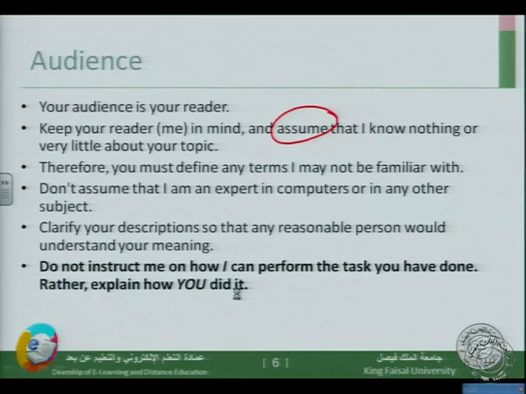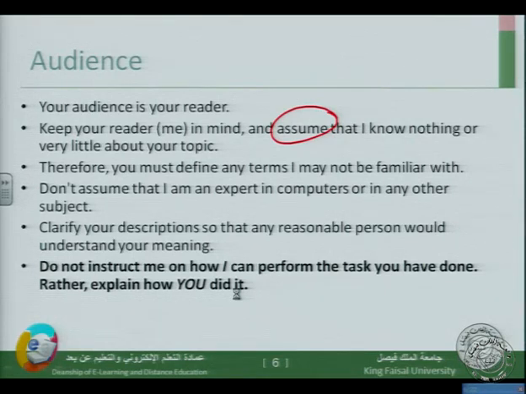So, therefore, لذلك, you must define any terms I may not be familiar with. أي مصطلح ما بيكون غامض لازم تعرفه. Do not assume that I am an expert in computers or any other subject. So I am an ignorant person. أنا جاهل. بدي تعرفني في كتابتك ماذا تكتب. So you need to keep me in your mind.